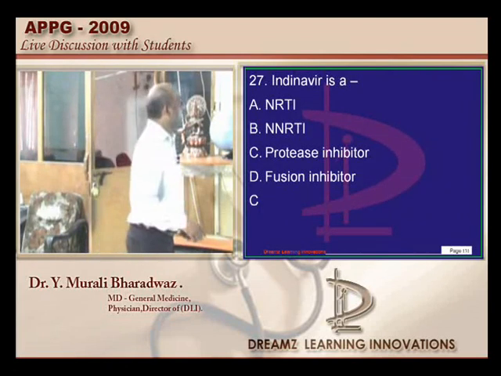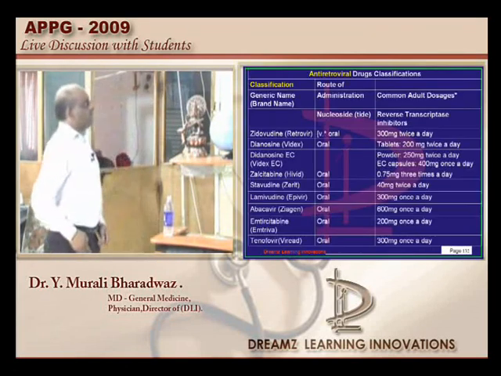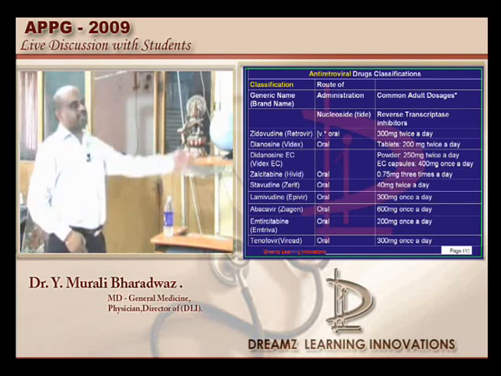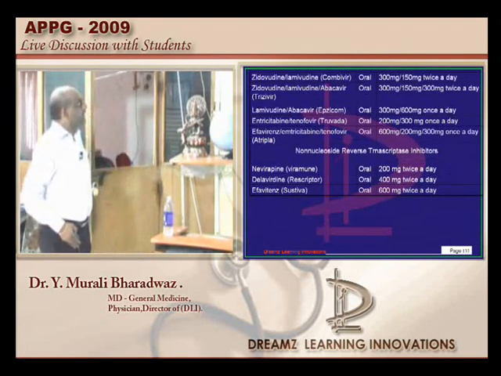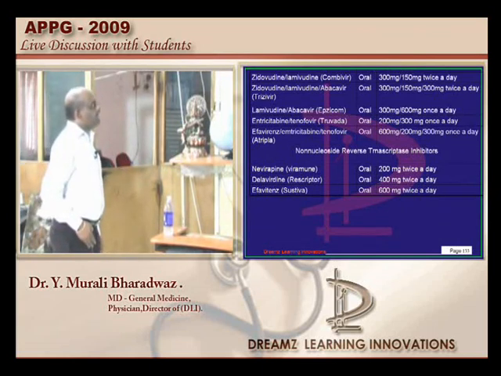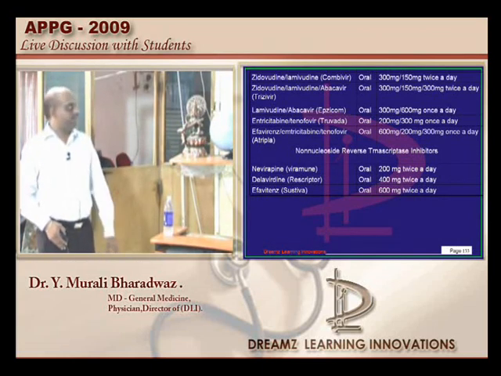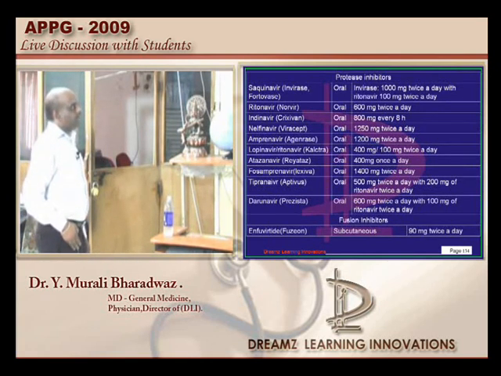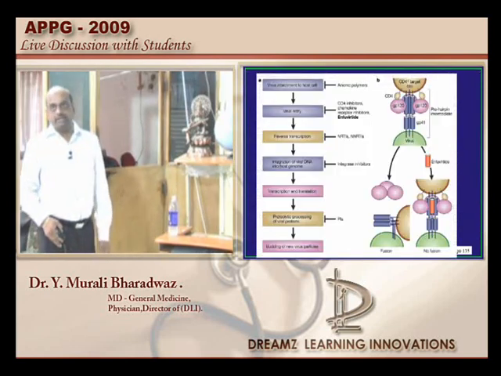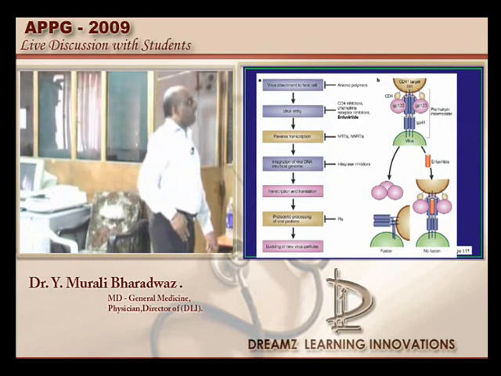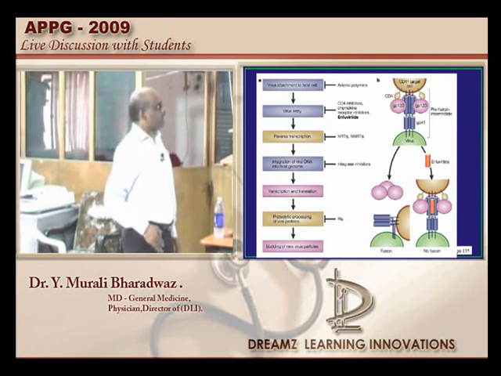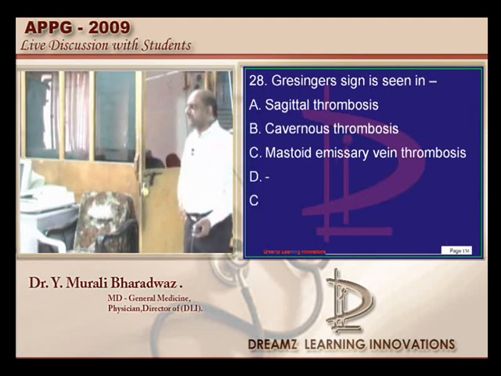Expected question only. So we need to know that zidovudine, didanosine, zalcitabine, lamivudine, tenofovir, etc., are all nucleoside reverse transcriptase inhibitors. Then we have nevirapine, efavirenz, and delavirdine, which are all NNRTIs. Then we have saquinavir, indinavir, lopinavir, and all these which are protease inhibitors. So indinavir is a protease inhibitor, as all of you know very well. And you must be sure of the mechanism of action of each of these drugs, which is a favorite topic of the examiner. Then where do you have Griesinger's sign?